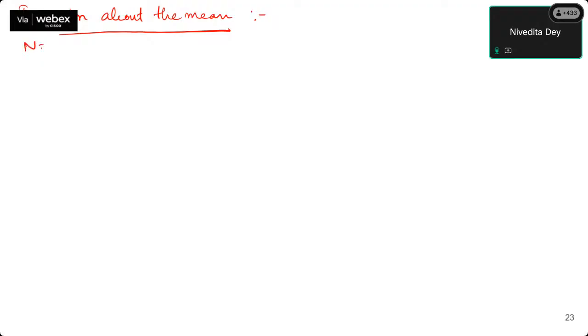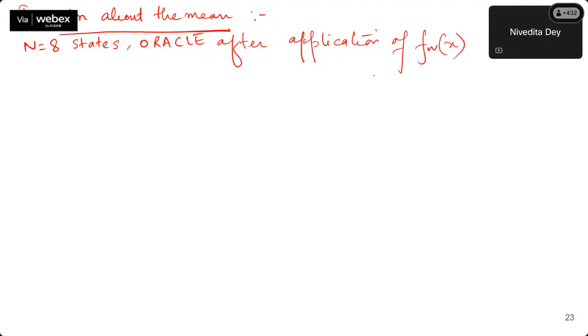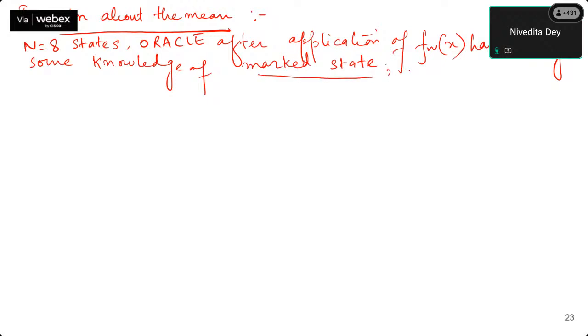Let me just take an example, say n equal to 8 states, and the oracle after application of fwx, let me write oracle, that is the first one, the needle in the haystack function, that is over, has already some knowledge of what? Knowledge of the marked state. We are somewhere in the middle. Marked state identification by the oracle has already been done, and say that marked state is w, that is equal to 4.